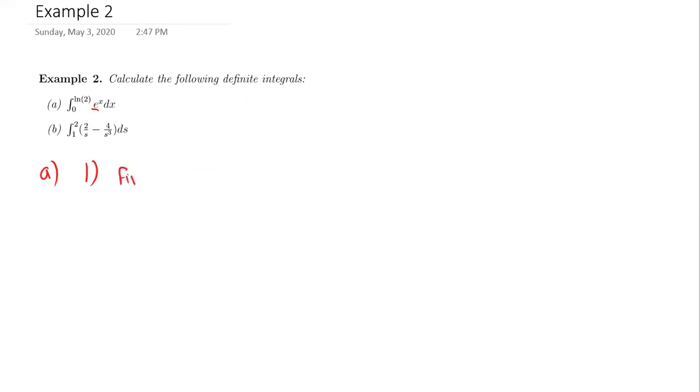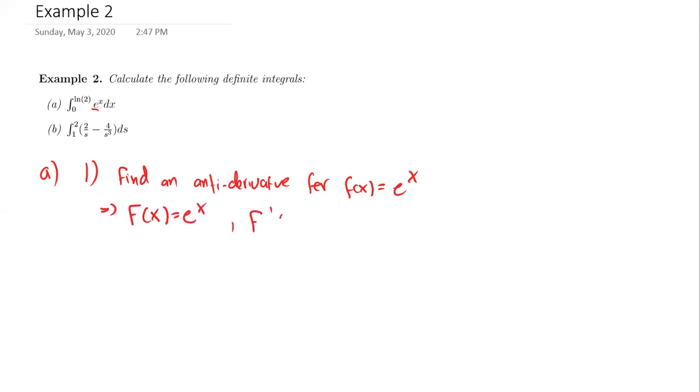First, find an antiderivative for whatever function we're integrating. In this case, it's e to the x. Remember, an antiderivative is just any function whose derivative equals little f. So as we've seen before, big F equals e to the x works, right? And you can check that the derivative of big F is just the derivative of e to the x, which is e to the x. So e to the x is an antiderivative of itself.